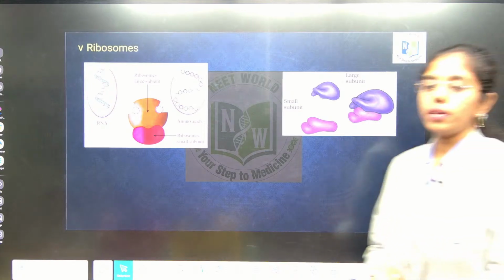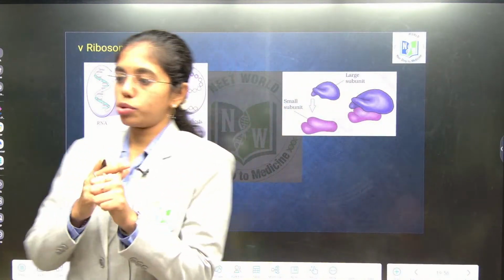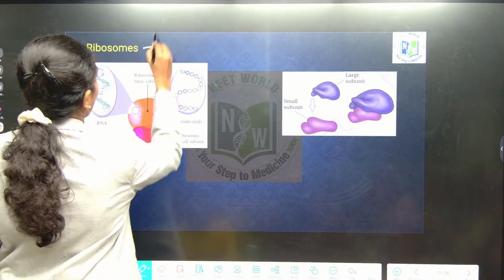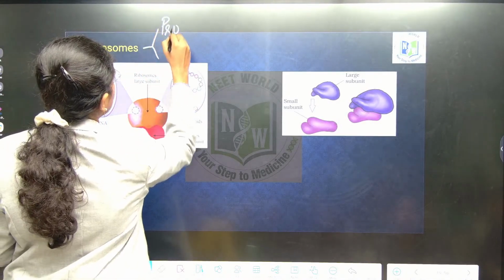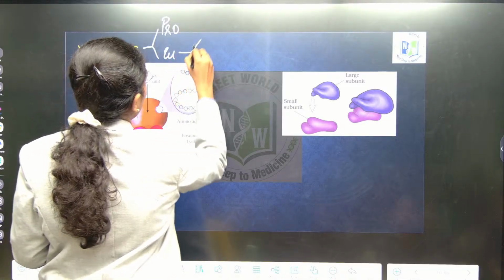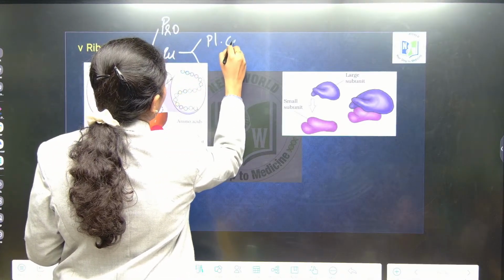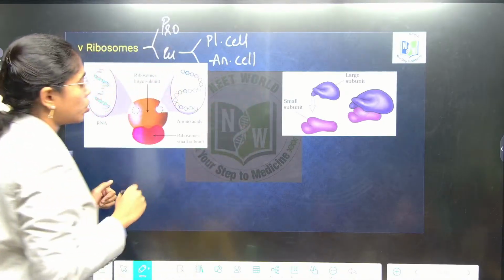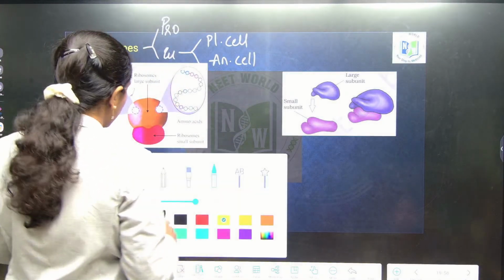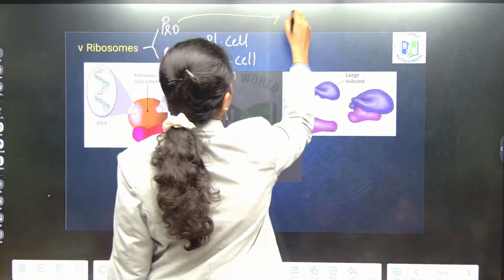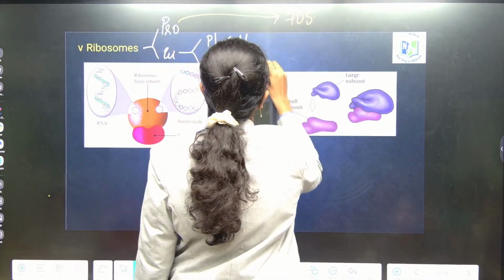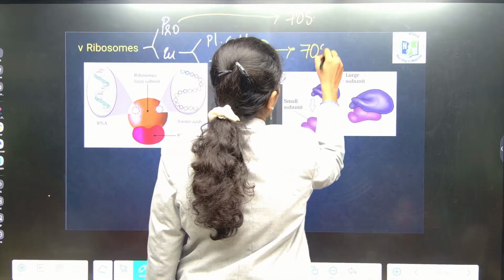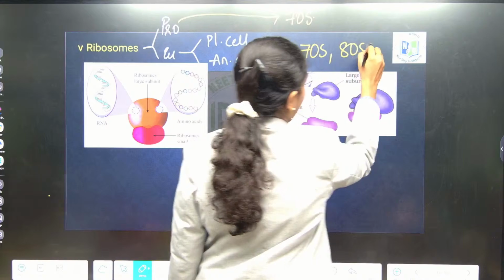Concepts that we are going to deal with. First is about ribosomes, which are non-membrane bound organelles, common in both prokaryotes and eukaryotes. Very good. Eukaryotes, both in plant cell and animal cell. Tell me, what type of ribosomes do you see in a prokaryotic cell? 70S. Very good. 70S ribosomes. In eukaryotic cells? Very good. 70S and 80S.